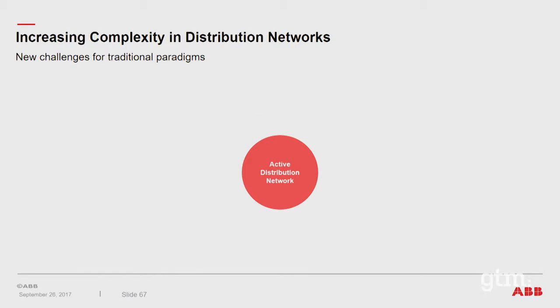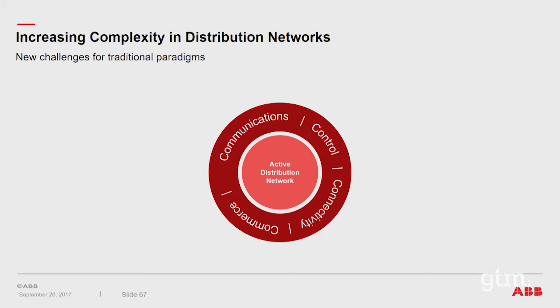So what we're seeing moving forward is that the energy industry is going to have a much more active distribution network. And that distribution network will have some key components. The distribution network that we see in the future is one that has to be a promoter and a facilitator of a communications platform, control platform, connectivity, and commerce platform.